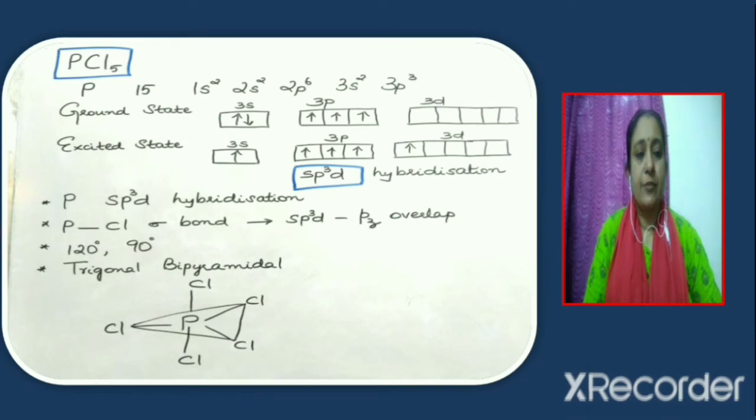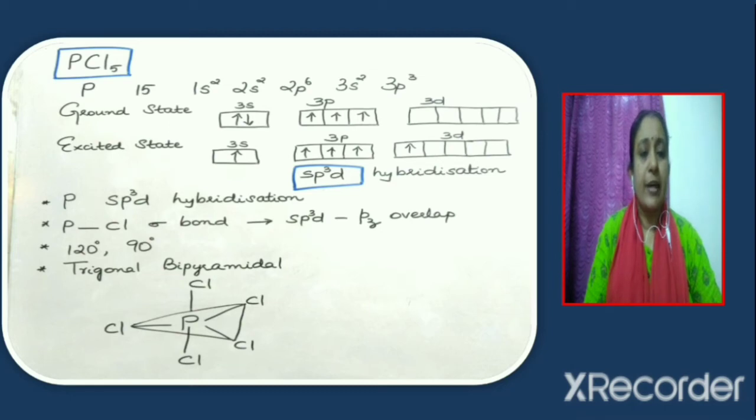Consider PCl5, phosphorus pentachloride. Phosphorus has atomic number 15 and the electronic configuration is 1s2, 2s2, 2p6, 3s2, 3p3. Therefore, in the ground state, there are 2 electrons in the 3s orbital, 3 electrons in 3p, and phosphorus will have empty 3d orbitals. In the excited state, 1 electron from the 3s orbital will be promoted to the vacant 3d orbital.